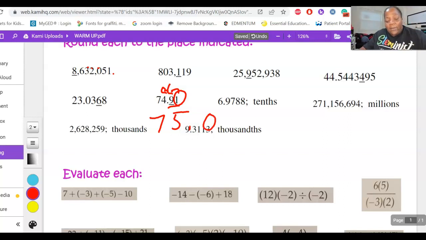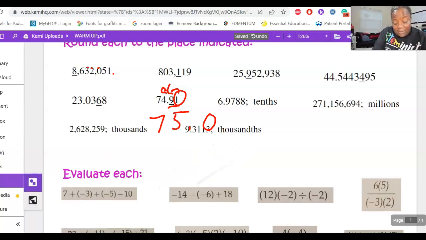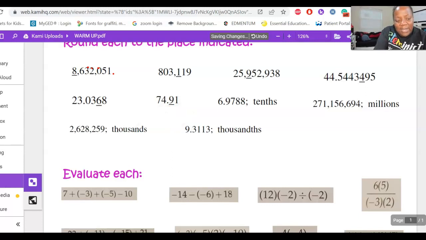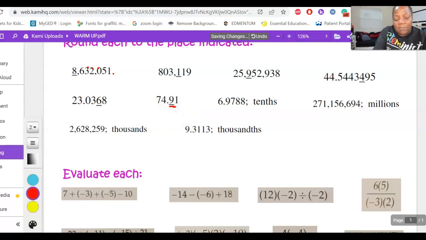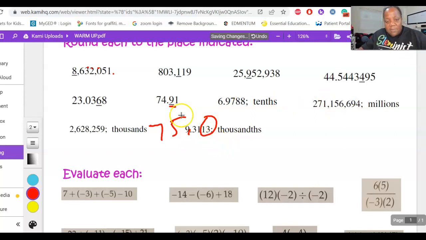So 75.0. Now, I know what you're thinking. Well, isn't 75 the same as 75.0? Yes, it is, because we think of it just like money. But simply because this sheet is asking me to round to the tenths place, I'm going to make sure that I represent the place value there. So instead of just putting 75, 75.0 represents that 0 in the tenths place. We had a discussion about this in class. If you still have questions about it, let me know.